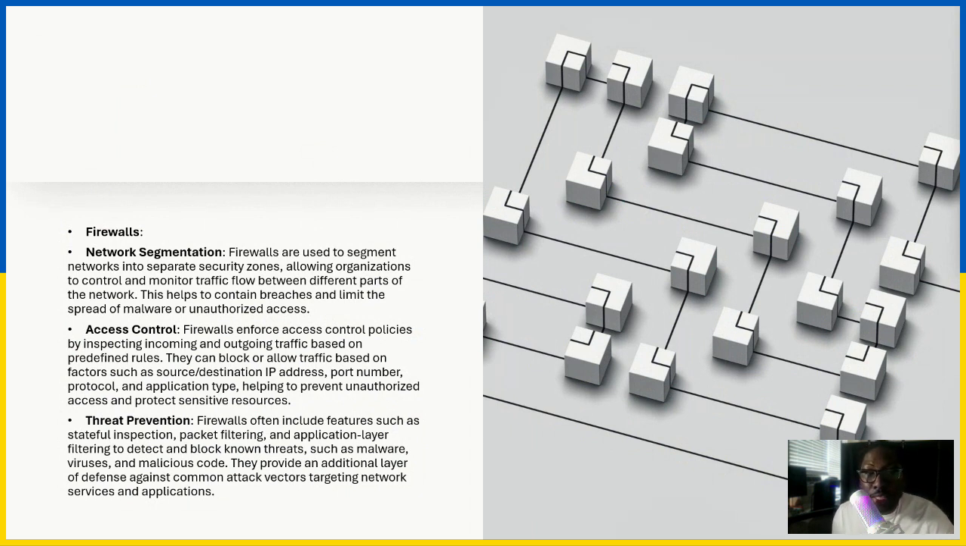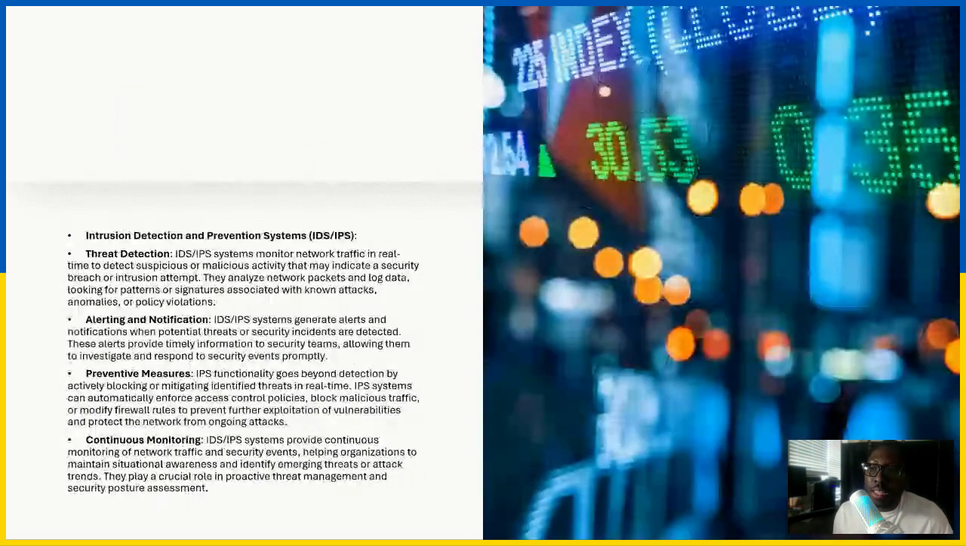Threat prevention, which is one of the biggest things in cybersecurity today. Firewalls often include features such as stateful inspection, packet filtering, and application layer filtering to detect and block known threats such as malware, viruses, and malicious code. They provide an additional layer of defense against common attack vectors targeting network services and applications, right? That's what we do in cybersecurity. We sit there and we protect the network, right?